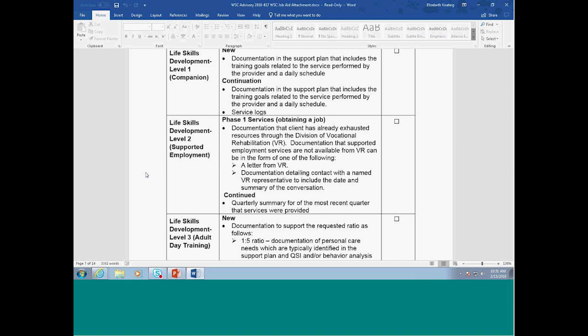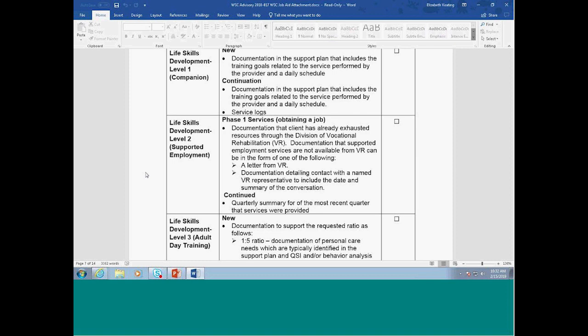For Life Skills 2, the supported employment, you have to access services through VR prior to requesting funds from APD or from the waiver. So if VR has refused to work with your individual, or they just don't feel like they can find something for that individual, we need some kind of documentation that proves that before we can approve any kind of funding for supported employment for phase 1. Once they've successfully been employed for a certain period of time and they phase out of phase 1 and now they just need the ongoing coaching, that's different. But initially we need the information from VR.